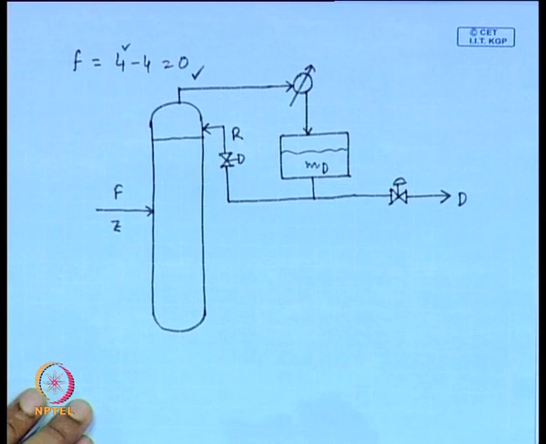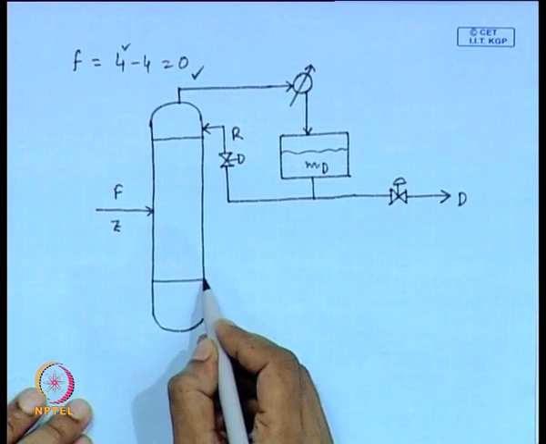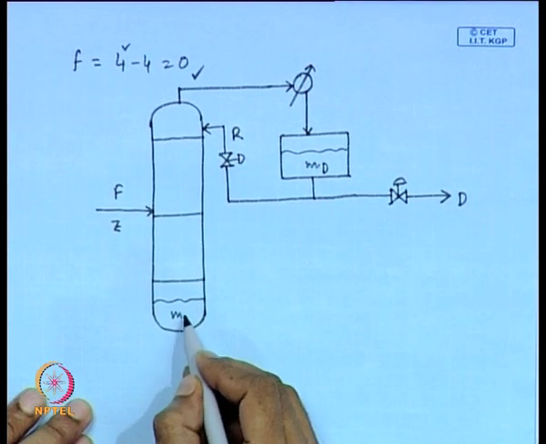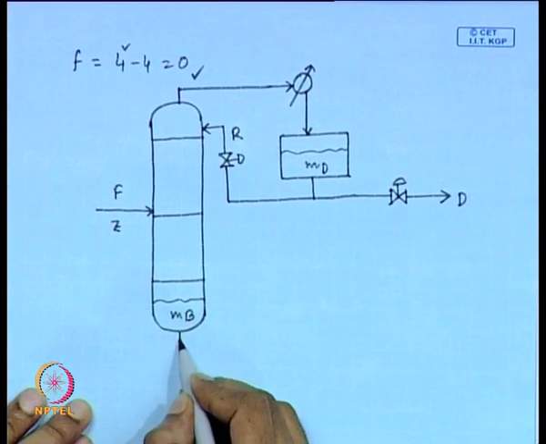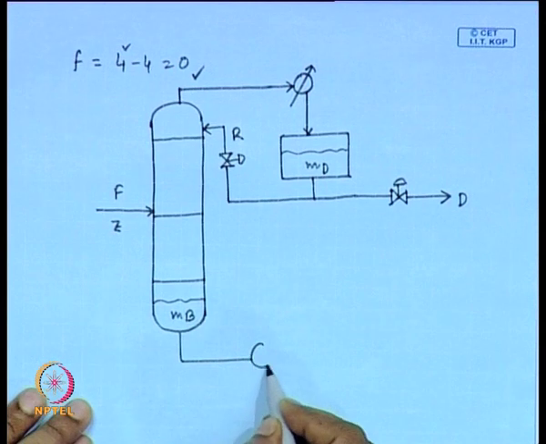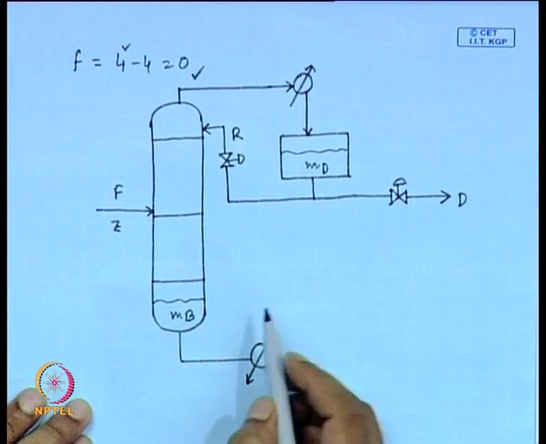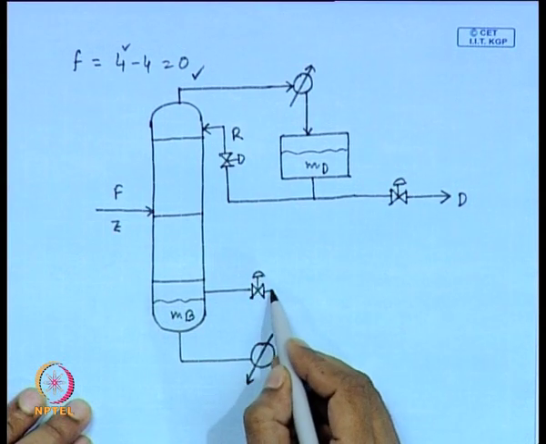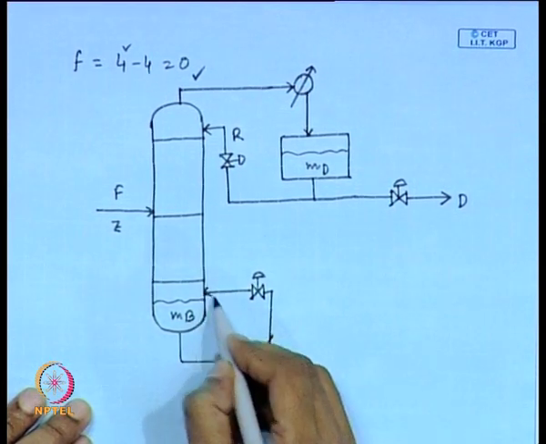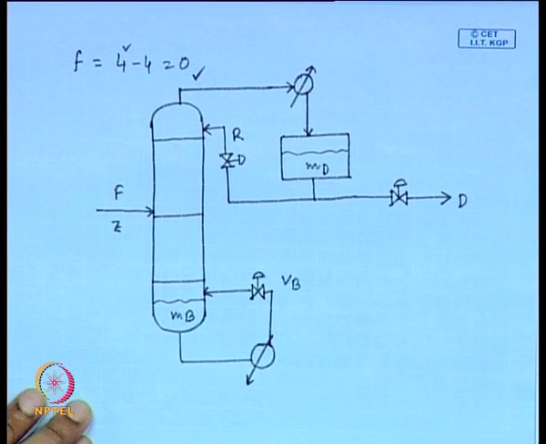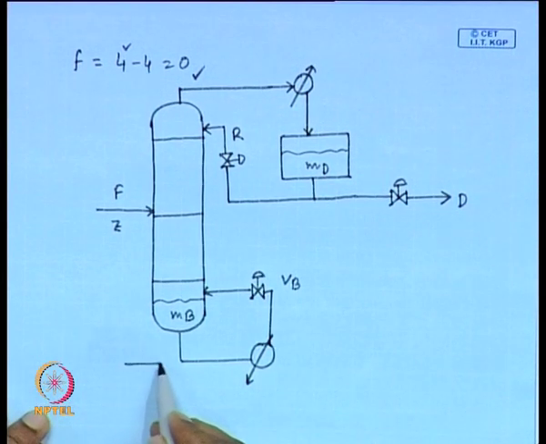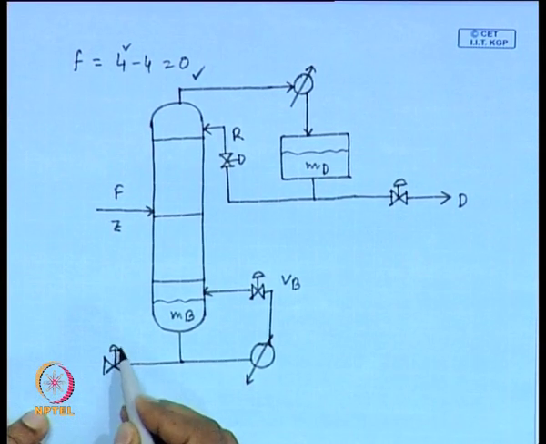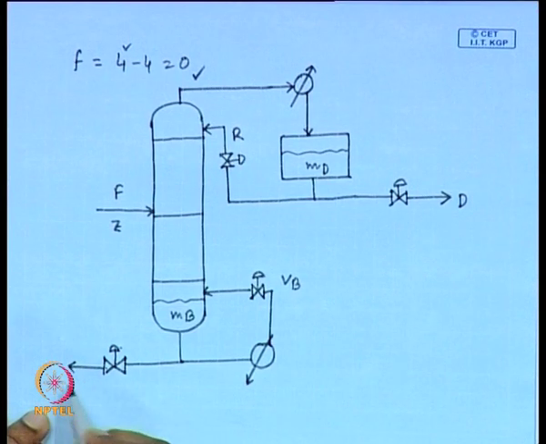Fine. At the bottom section, this is a bottom tray, this is feed tray, some amount of liquid is accumulated here. Now, this is the reboiler. This is one control valve which is used to manipulate vapor boil up rate. Another outlet section is included for the outflow of bottom flow rate.